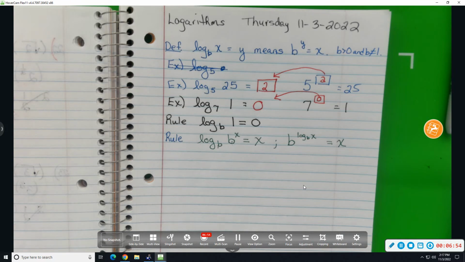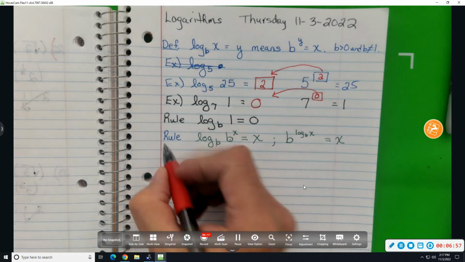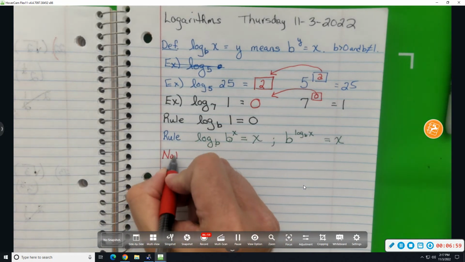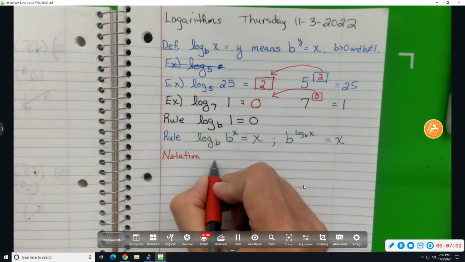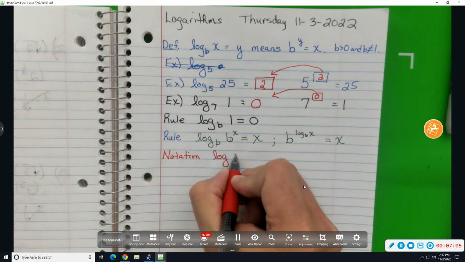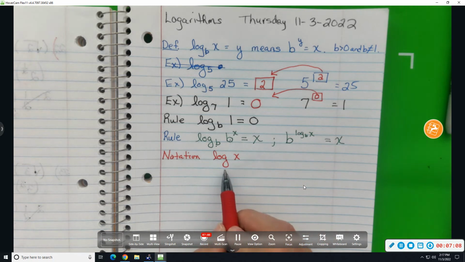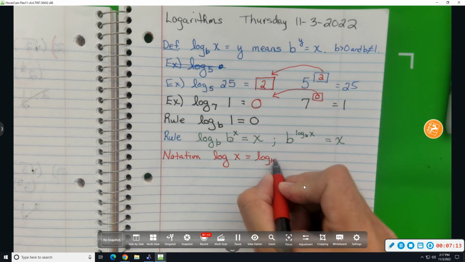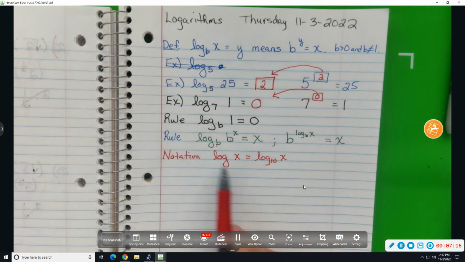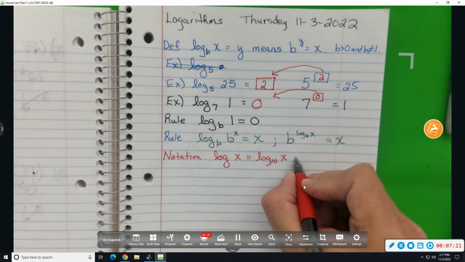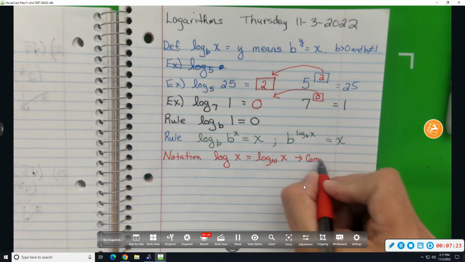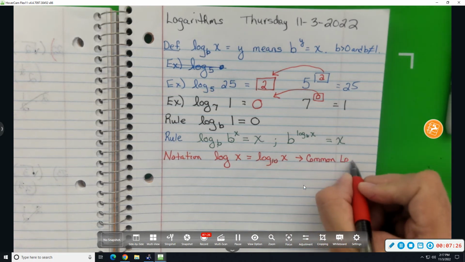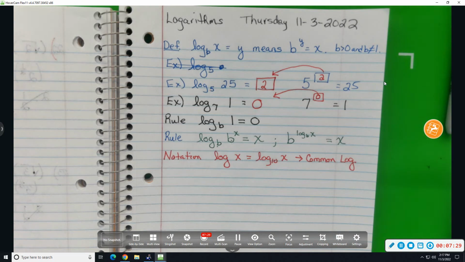But before we do anything, I need to give y'all some notation, because at any point in the assignment it might pop up. If you just see log without a base, we assume that's log base 10. So if you see log and there's not a little base stated, okay, it's log base 10. And that's called the common logarithm, or the common log. So if anyone talks about common log, it's log base 10.